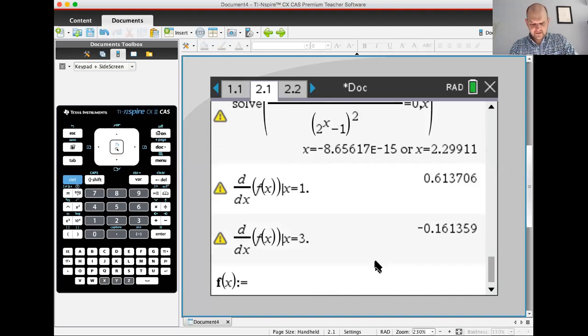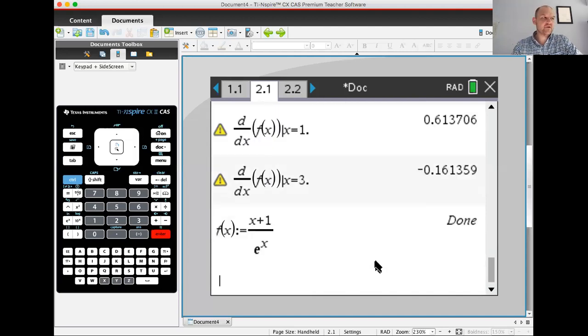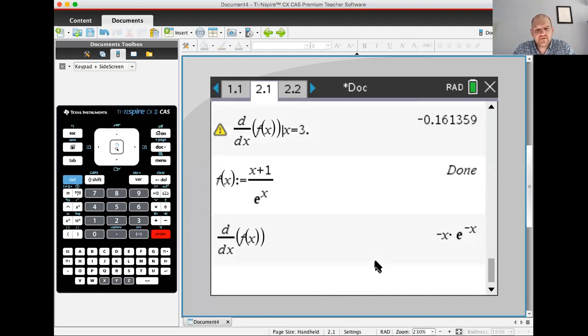F of x is x plus 1 over e to the x. If this had been the first video I made today, then maybe I would have done that. All right, derivative. Oh my gosh, the derivative is so nice. So the derivative, let me just handwrite that in. Negative x e to the negative x. So the derivative only changes sign at x equals 0. So this thing is monotonic.